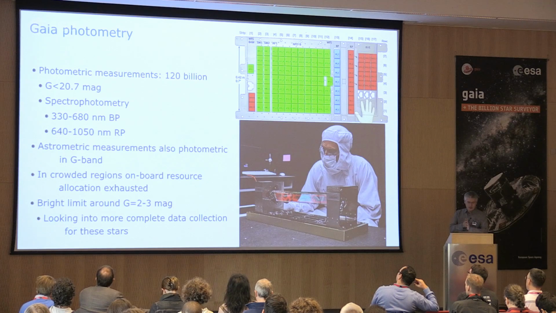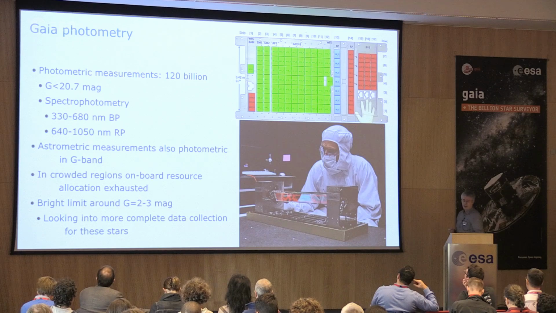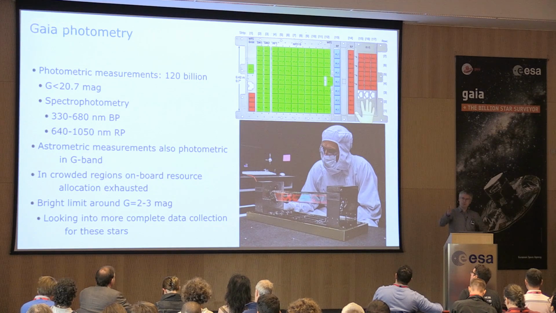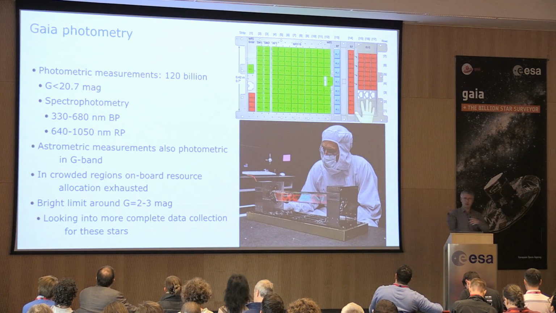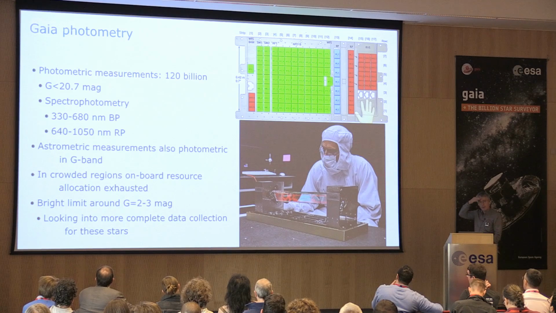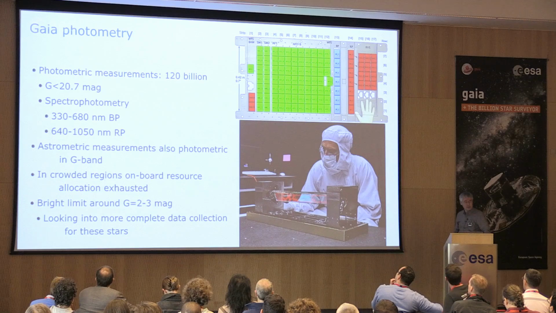Okay, going to photometry. The number of photometric measurements is at the moment 120 billion. It is exactly the same magnitude limit, because how it works on Gaia, when Gaia says that this is a bright enough star to observe, we get astrometry and we get photometry. They are coupled to each other. We don't get one or the other, we get both. The spectrophotometry, which you see here in the graph with the blue part and the red part, combined covers from 330 to 1050 nanometers.